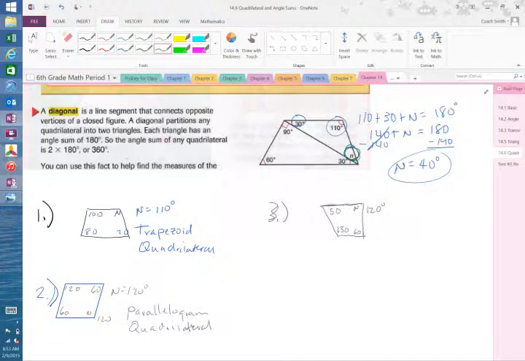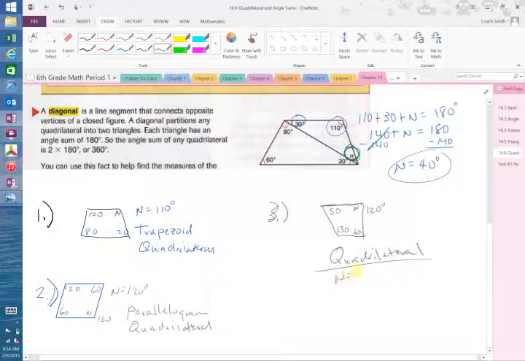This is not a trapezoid. The reason it's not a trapezoid is that these two lines are not really parallel, and neither is this one. This one has a little angle to it where it's going down like that, so if you continued it up, it'd eventually run into this one. So the only thing you can say about this one for sure is that it is a quadrilateral because it has 4 sides. So N is equal to 120, and it is a quadrilateral.